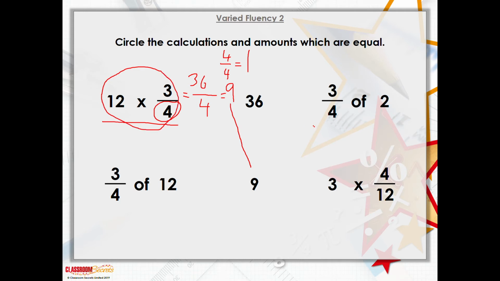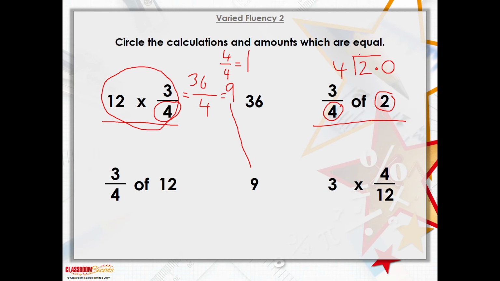Let's look at 3 quarters of 2. Now 3 quarters of 2, I'm going to apply my basic rule again. Remember, it's my amount, which here is 2, divided by my denominator, which is 4, represents quarters. So I'm going to find out. Now I can't do 2 divided by 4. So what I need to do, this is going to be a number that's going to be less than 1. So I'll place my decimal point in and my 0, my place value holder. And now I can do it.